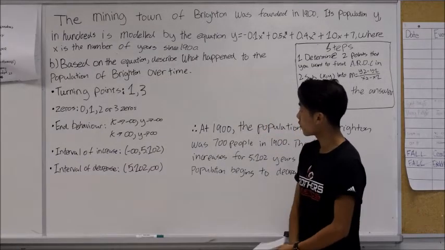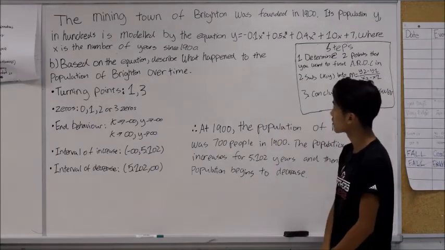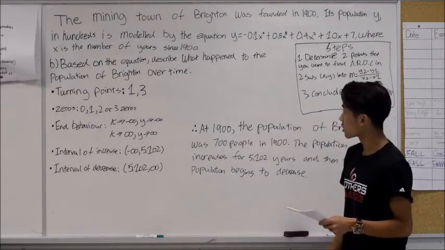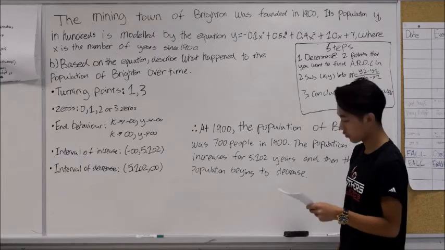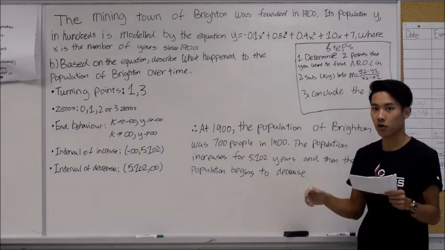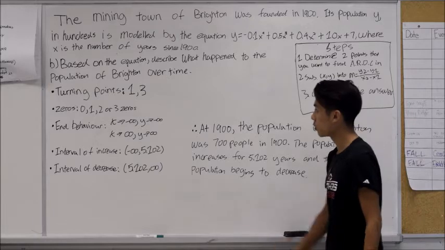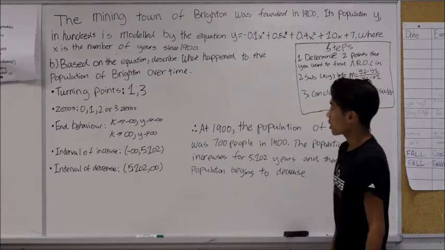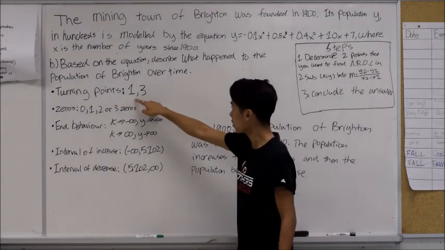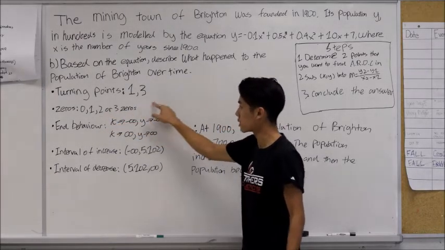Okay, so let's move on to the second question. The question asks: based on the equation, describe what happened to the population of Brighton over time. Using the equation, we can find the properties of this polynomial function, which can give us a better picture of what's going on with the population over a period of time. Let's first discuss the number of possible turning points and zeros. A quartic function can have 1 or 3 turning points, and it can have 0, 1, 2, or 3 zeros.